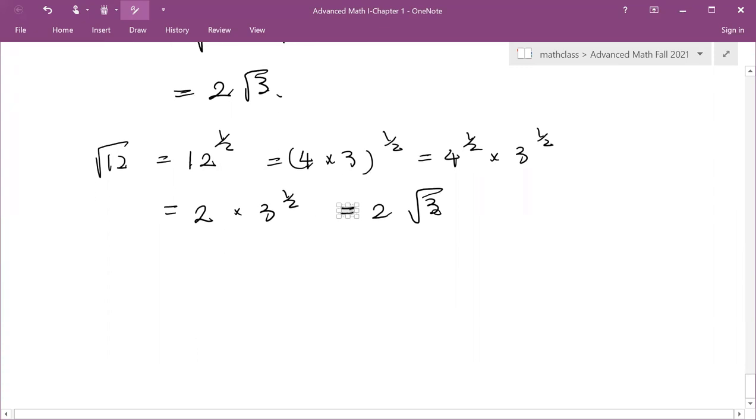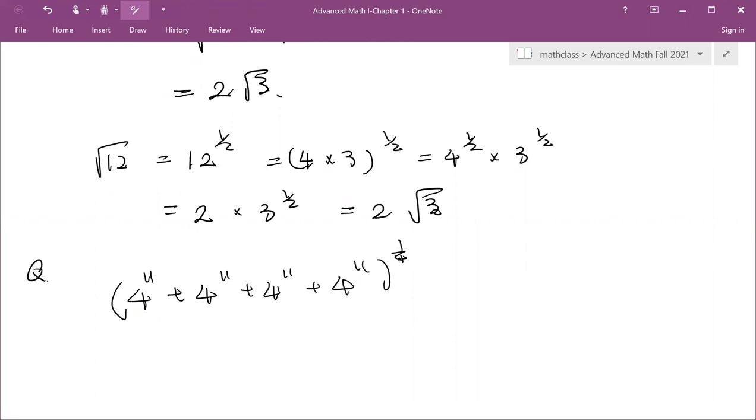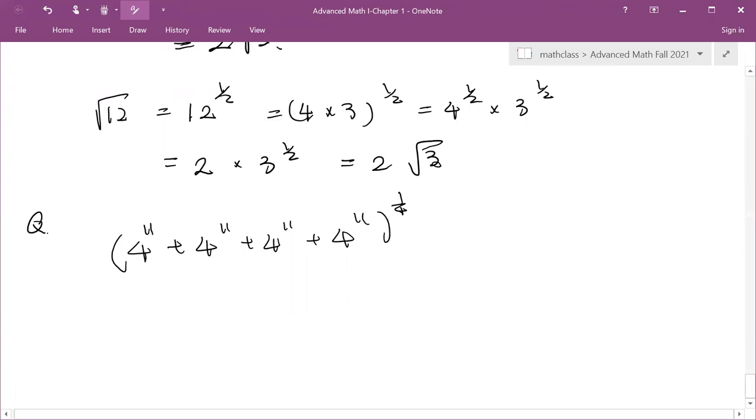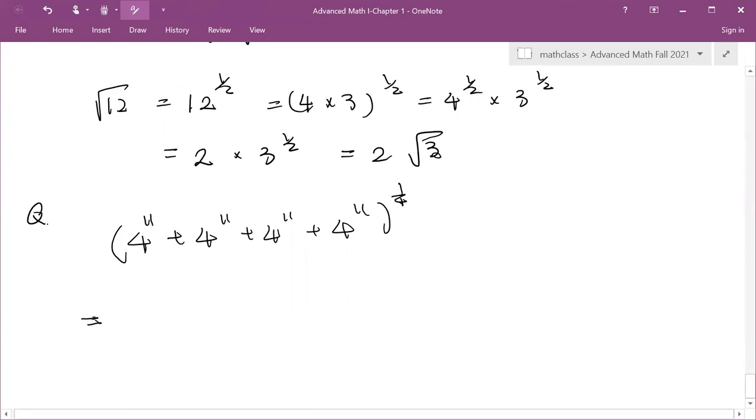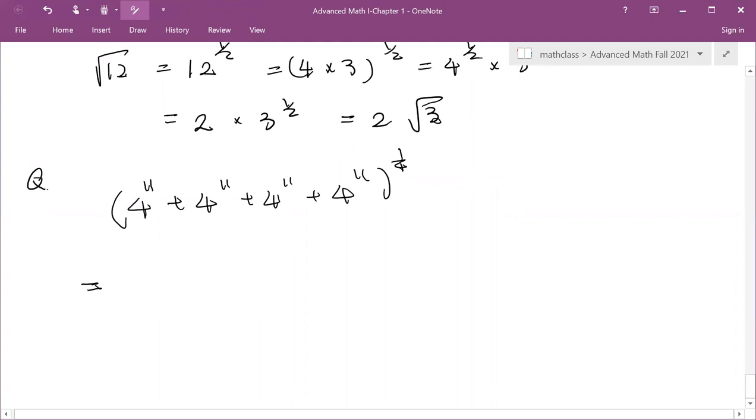All right, so now the next problem is coming from the math count. 4 to the power 11 plus 4 to the power 11 plus 4 to the power 11 plus 4 to the power 11, and to the 1/4. So we're trying to simplify this. How to do that? When you simplify some expression, you have to follow those formulas. Don't create your own formula. In each step, use the correct formula, then you will get the correct answer.